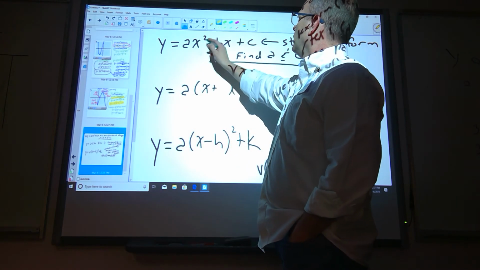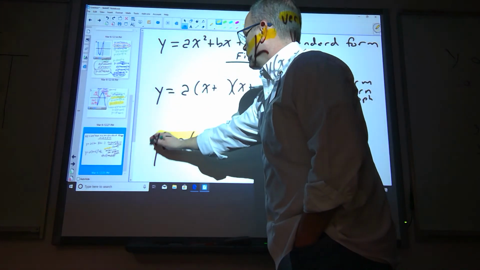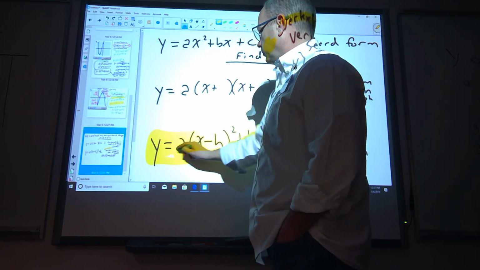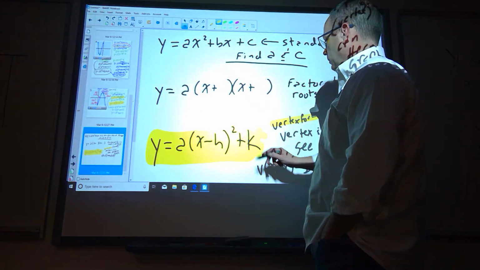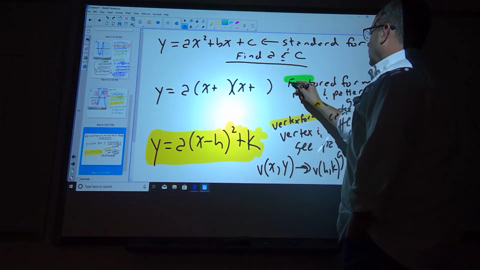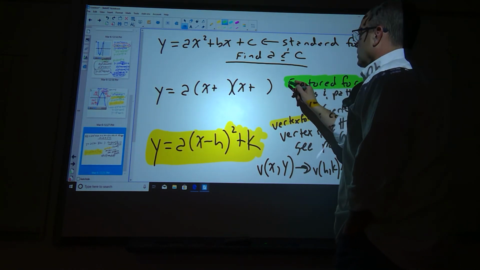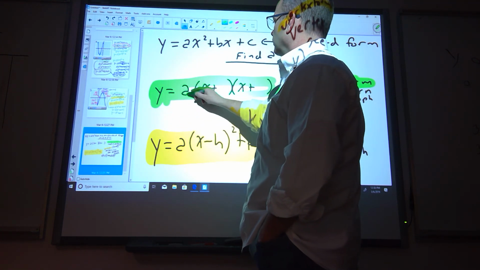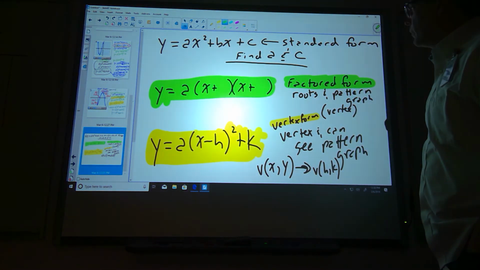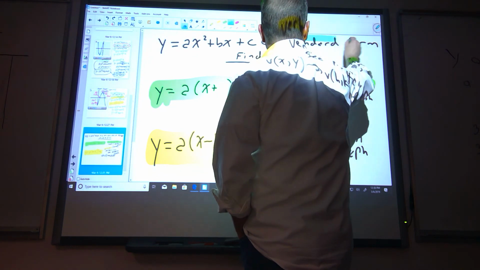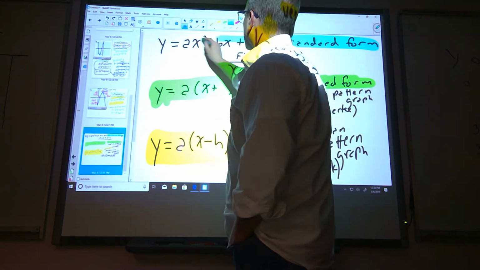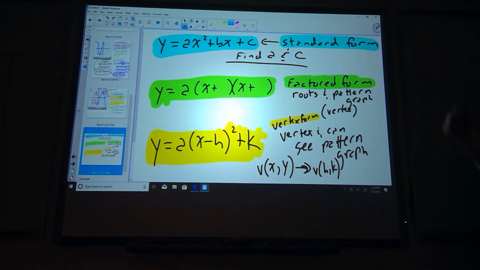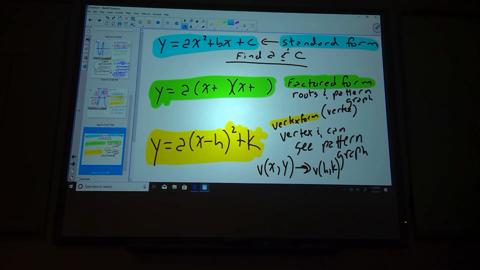So we'll do that. Let's go here. So this vertex form is this one. Good enough. I'll cover that one. And then we have this one, which is factored form. This one, we definitely need to have the roots for it, right? And then the last one is standard form. Make sense? Cool? Content?